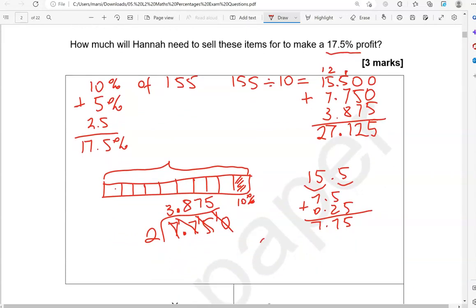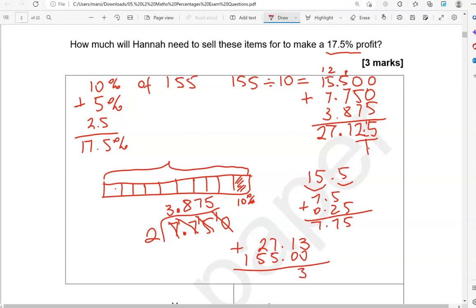So 27.13, because we're talking about money, so £27.13. I'm going to round this to 27.13. And I'm going to add 155 to that.